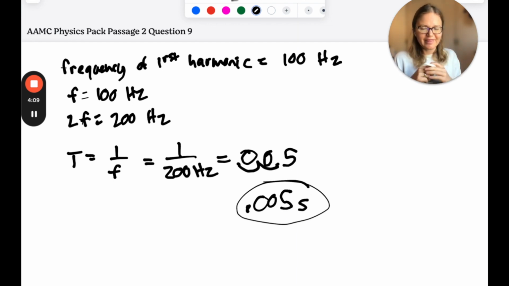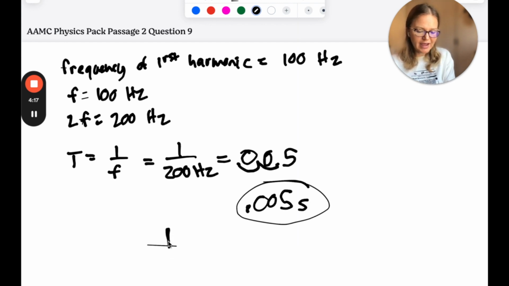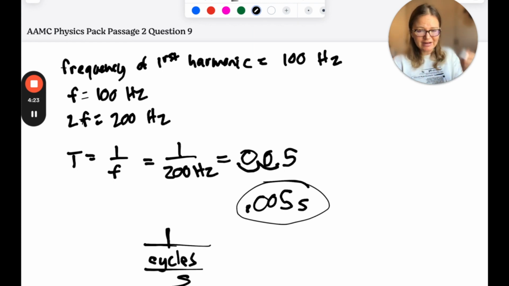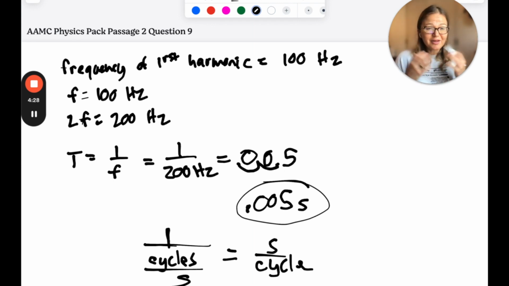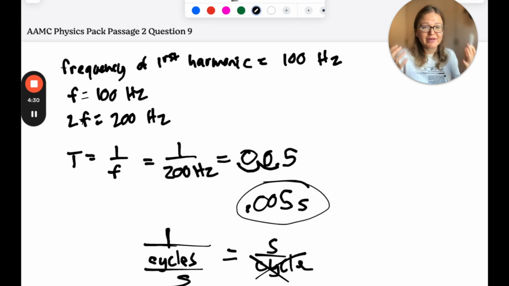Now, just to review that unit conversion really quick, we had 1 divided by 200 hertz. Remember, hertz are the same thing as cycles per second. So we had 1 divided by cycles per second. So of course, anything where we're inversing it, the result is going to be seconds per cycle. And then we leave off the cycle because we're assuming it's 1 cycle. And that's how we end up with our units being seconds.